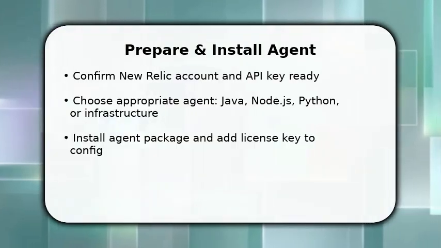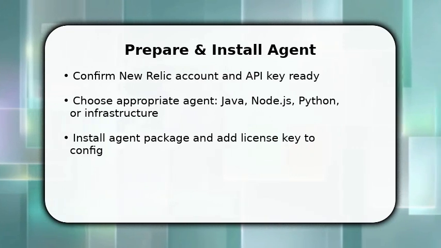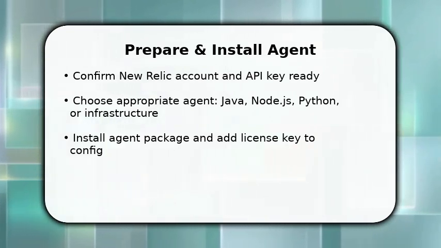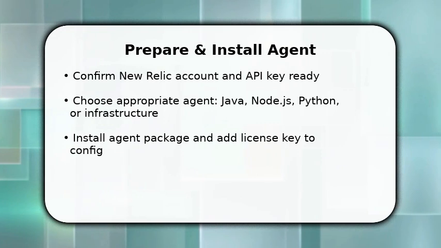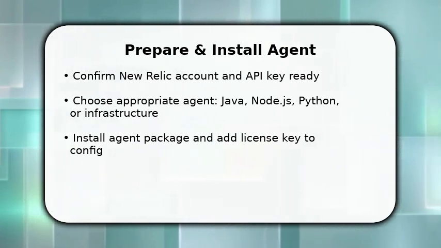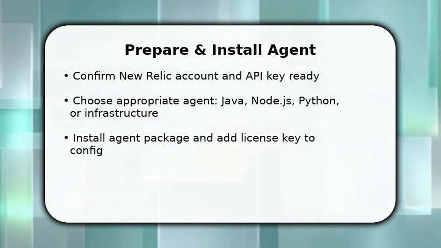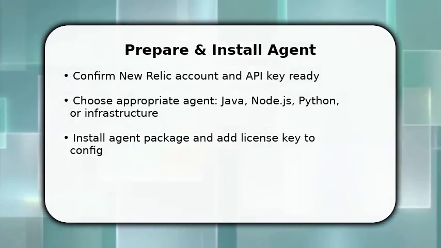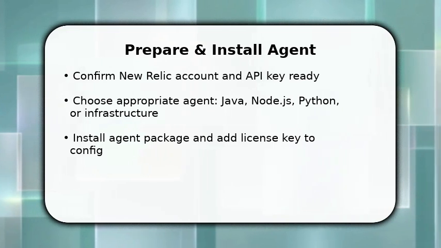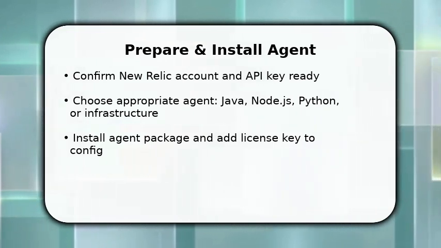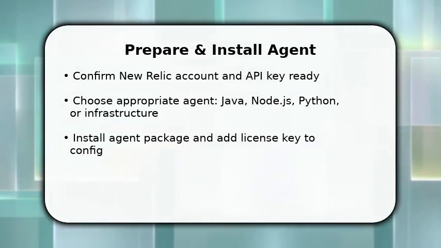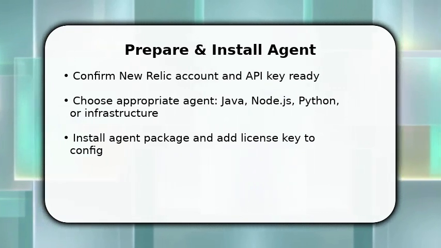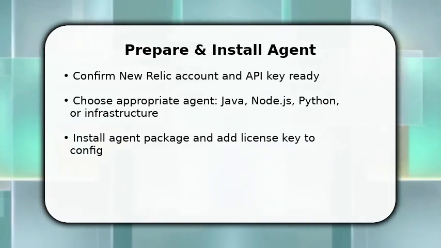You begin by confirming your new Relic account and copying the license or ingest key. This is essential. Once done, pick the correct agent for your stack, Java, Node, JS, Python, or the infrastructure agent, and install it on a test host. You will modify the agent config file with the license and service name. Make sure to restart the service after editing. This gets telemetry flowing so you can validate instrumented data immediately.